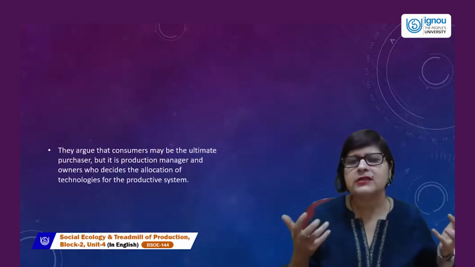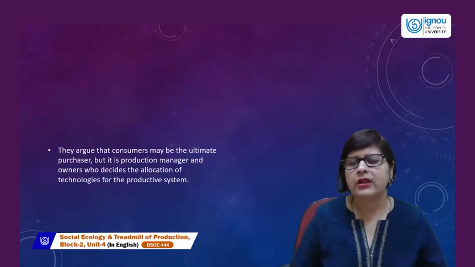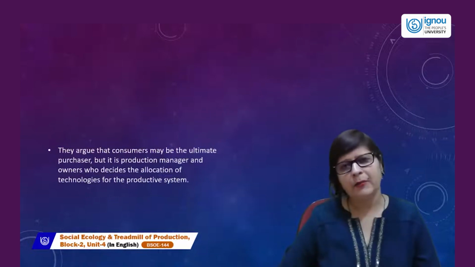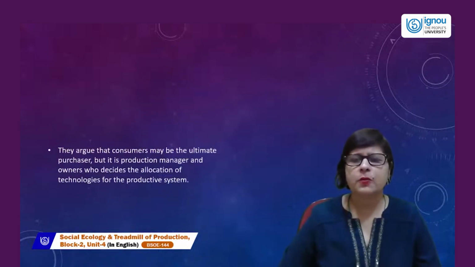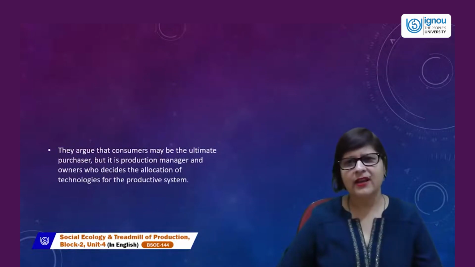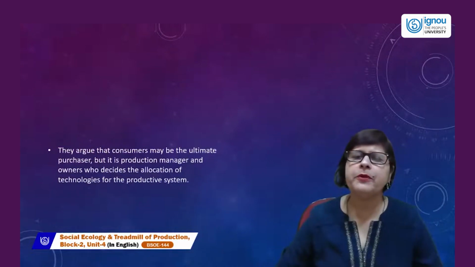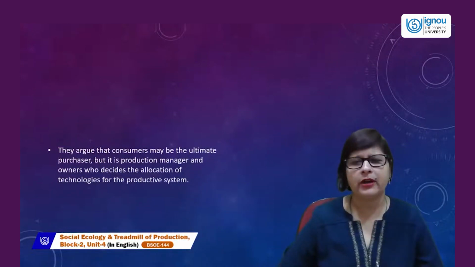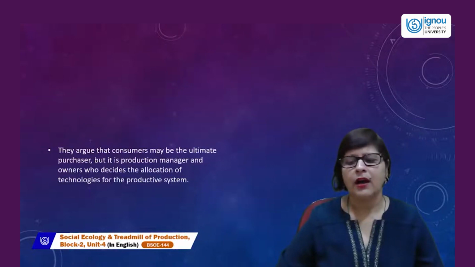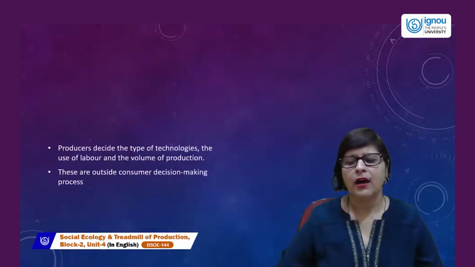How he will utilize the technologies or the natural resources for the production. Consumer would be the actual purchaser, but there is no say of the consumer at production, right? Consumer cannot decide how a producer will produce a product. It is the producer who will decide how to produce a product. The consumer only consumes the product. They cannot decide how these products should be produced.